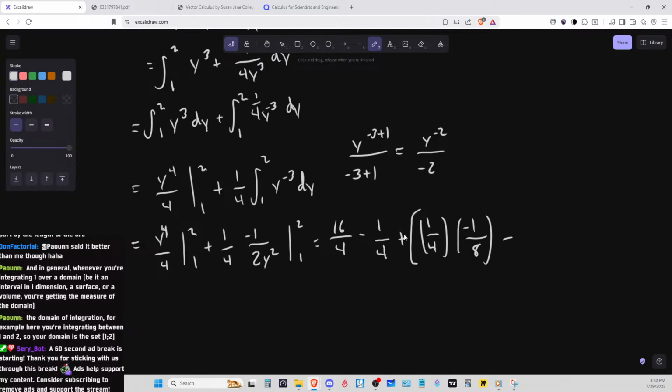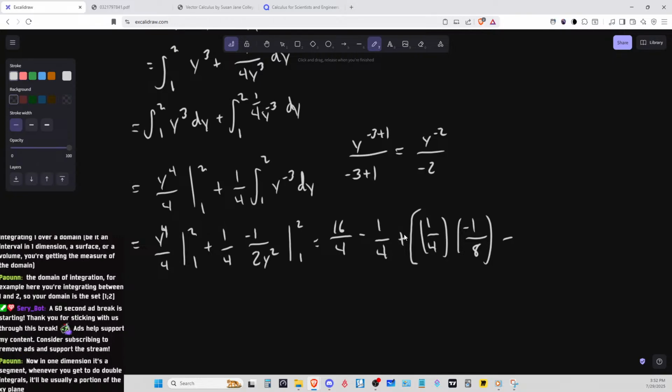The domain of integration, for example, here you're integrating between 1 and 2. So your domain is the set 1 and 2. Oh, okay. Now in 1 dimension, it's a segment. Whenever you get to do double integrals, it'll usually be a portion of the xy plane. Oh, okay. Then, like that.